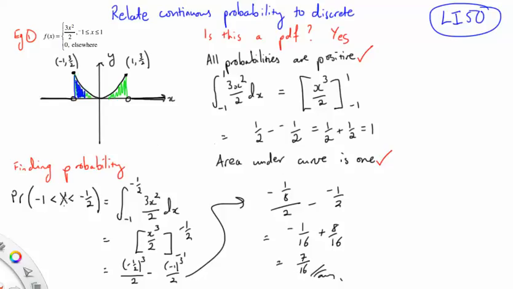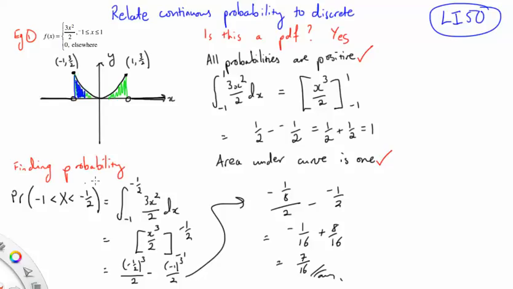So the probability that x, this continuous random variable, falls between -1 and -1/2 is 7 on 16. That's our answer there. So the probability it falls within that interval, which makes sense because it's slightly less than half. Slightly less than half there. So that's how you find a probability.